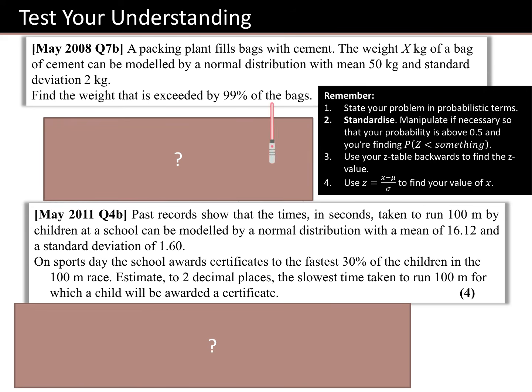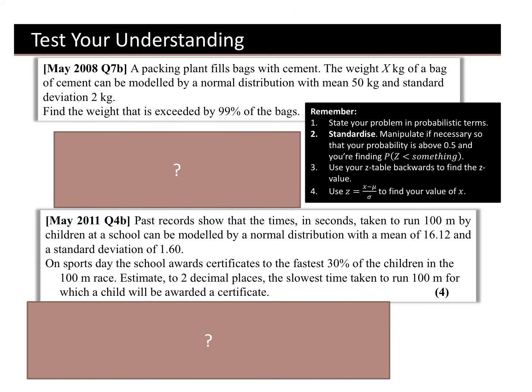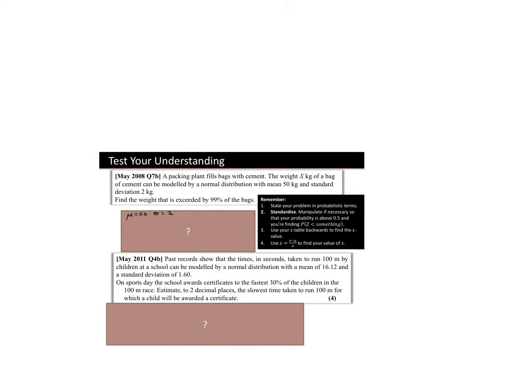Okay, there's two types of exam style questions here to test your understanding. Off you go. A packing plant fills bags of cement. The weight x kg of a bag of cement can be modelled by a normal distribution, okay, with a mean of 50 kg and a standard deviation of 2. So we know that our mean is 50 and our standard deviation is 2. Find the weight that is exceeded by 99% of the bags.